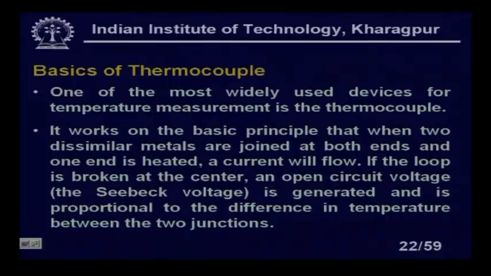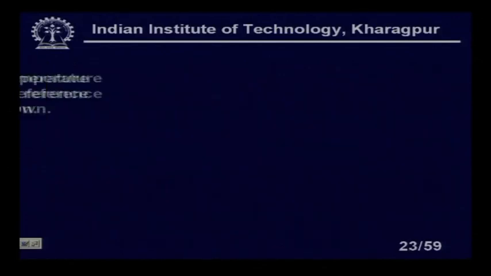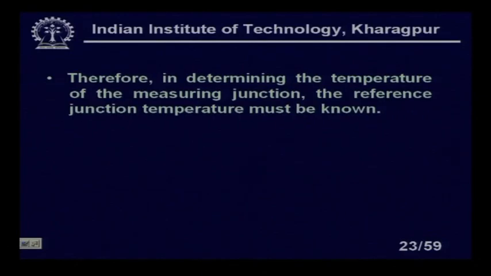It works on the basic principle that when two dissimilar metals are joined together at both ends and one end is heated, a current will flow. Now, if the loop is broken at the center, an open circuit Seebeck voltage is generated, proportional to the difference in temperature between the two junctions. We all know this, right. Therefore, in determining the temperature of the measuring junction, the reference junction temperature must be known, because it is the difference of temperature which actually gives us the voltage. If the two junctions are at the same temperature, the output voltage will be 0.